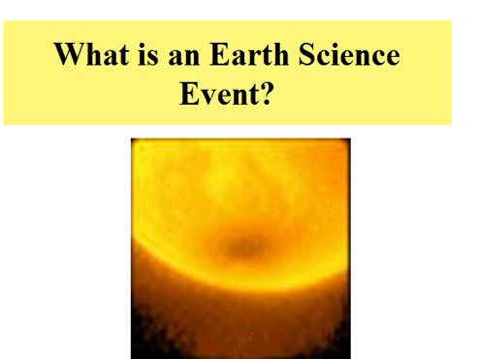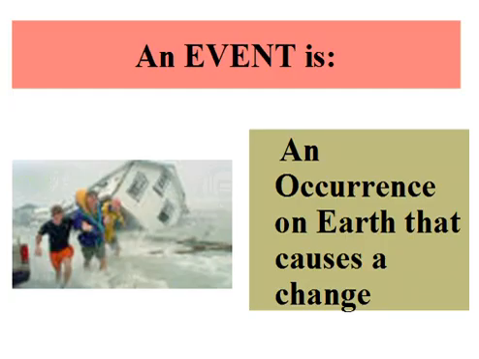We can break down these branches of Earth Science and talk about an Earth Science event. An event is going to be an occurrence on Earth that causes something to change. When there's a catastrophic event, you know that there's a serious change or consequence that occurs as a result.